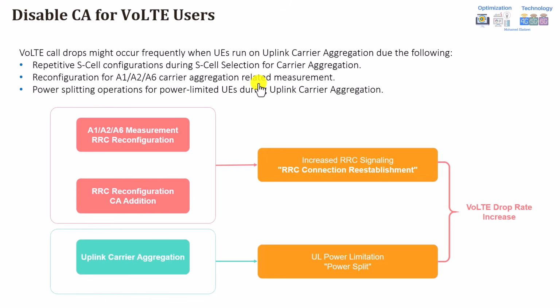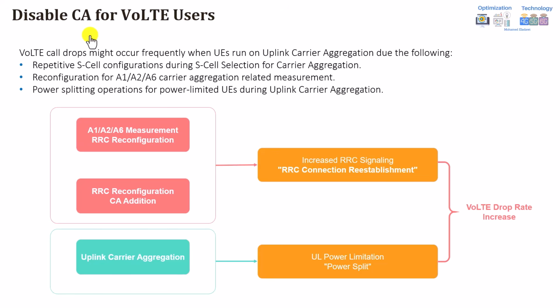The next one is also very simple. It's mainly as written from the name here: disable carrier aggregation for VoLTE users. For example, if you already have 4G carrier aggregation operating, you can still have VoLTE at the same time. So during the VoLTE call, you can have carrier aggregation.